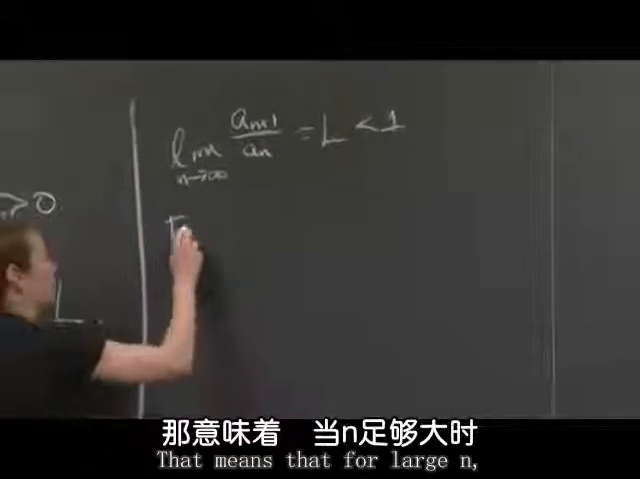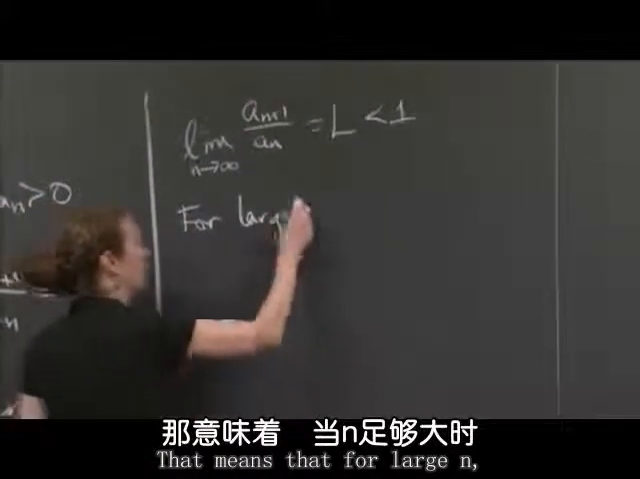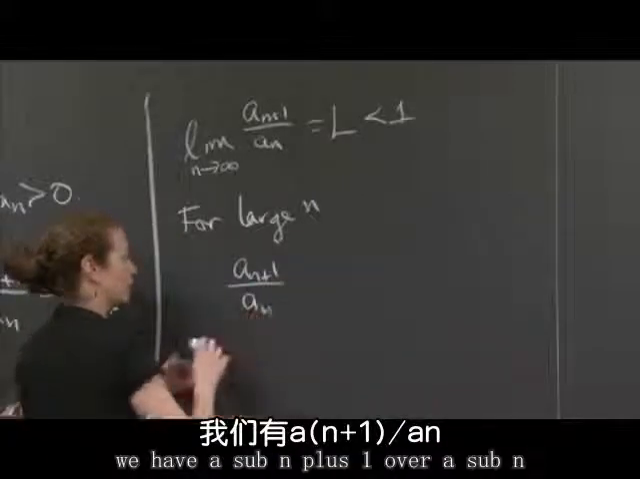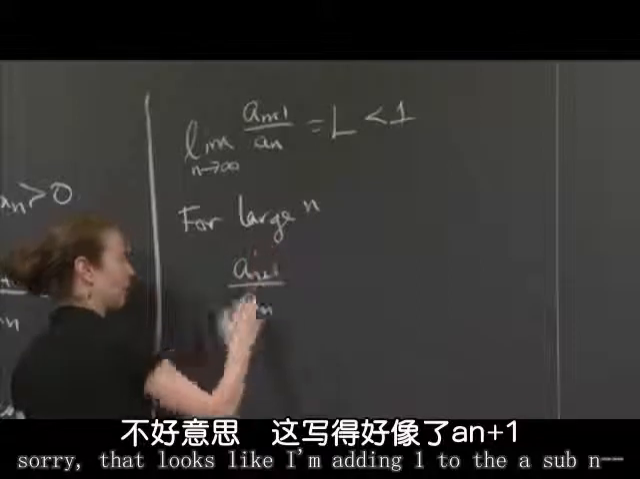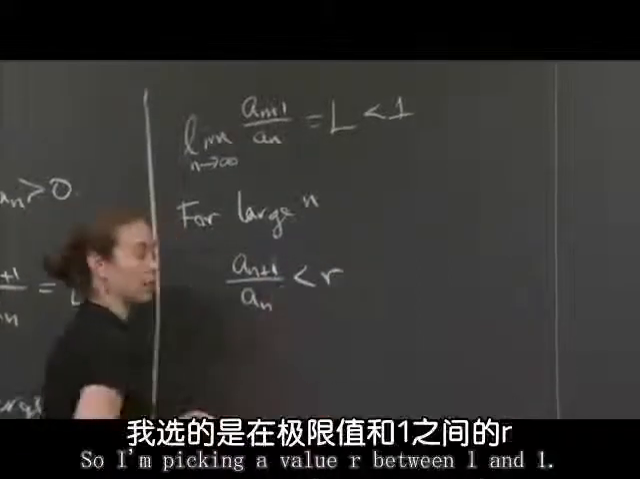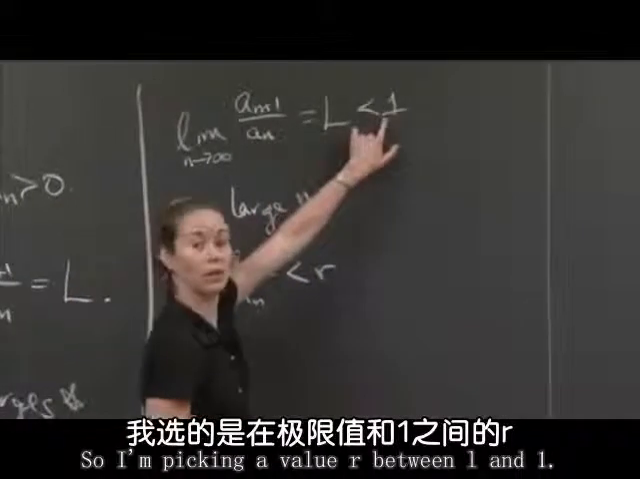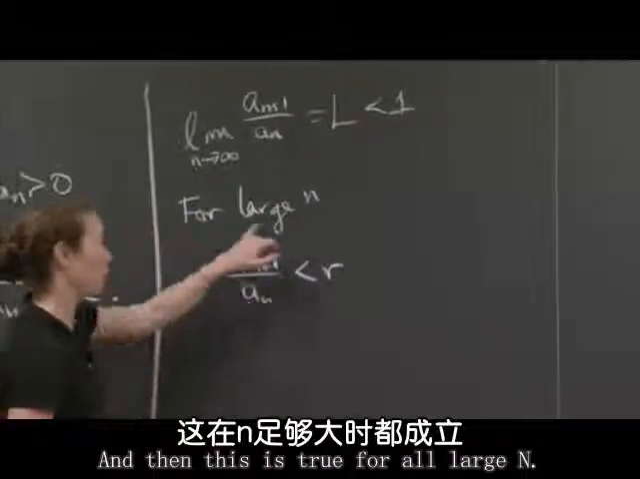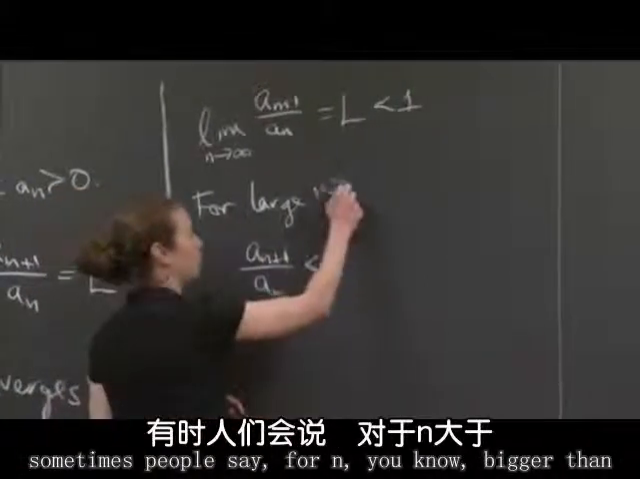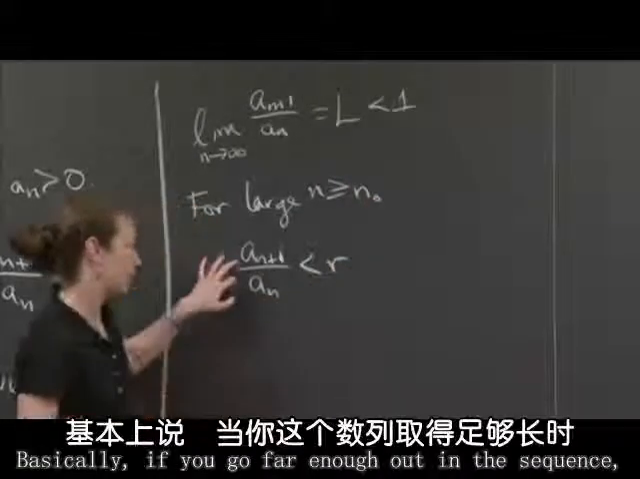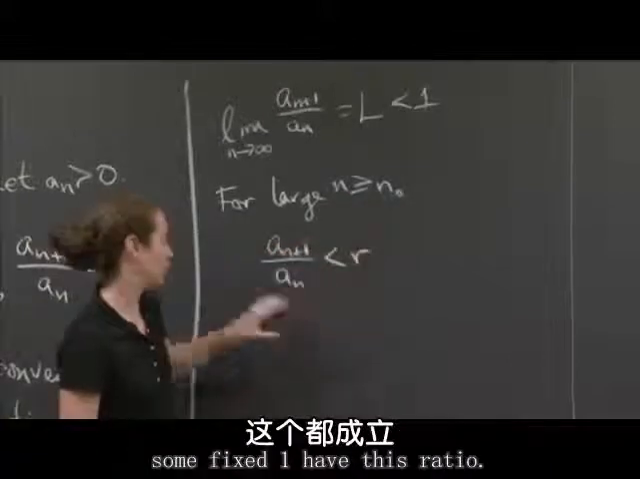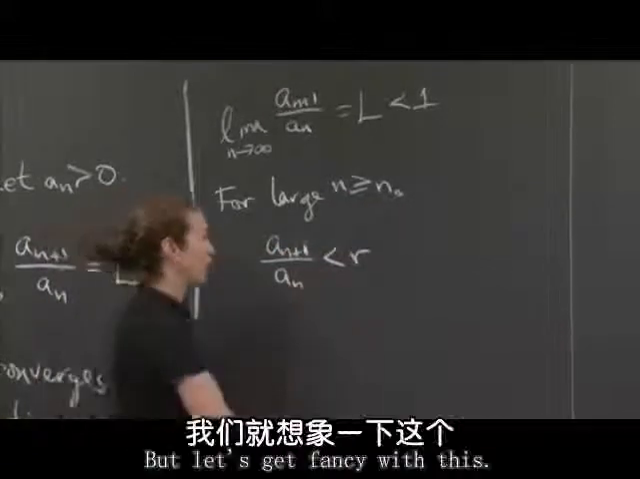What does that mean? That means that for large n, a sub n plus 1 over a sub n, where the n plus 1 is a subscript, is less than some fixed R. So I'm picking a value R between L and 1, and this is true for all large n. Sometimes people say for n bigger than or equal to some fixed value. Basically, if you go far enough out in the sequence, then all the values bigger than some fixed one have this ratio.